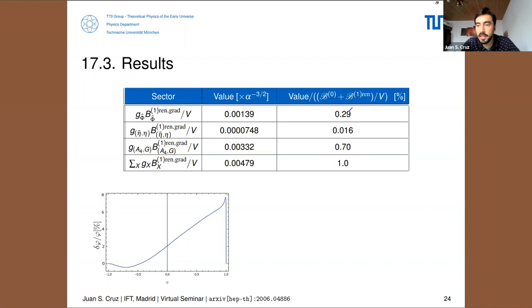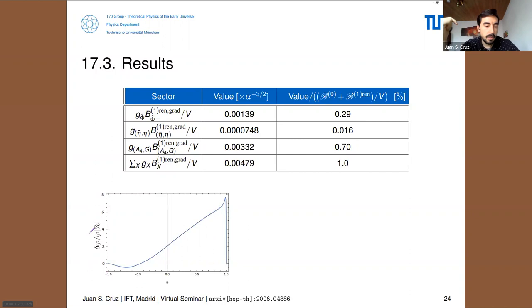So we have here, just in case it's not very clear, the ratio of what we got with respect to the tree level part plus the loops, no gradients. So we can see that the conclusion of this is that gradients count as much as loops. That is what we want to convey with our paper.